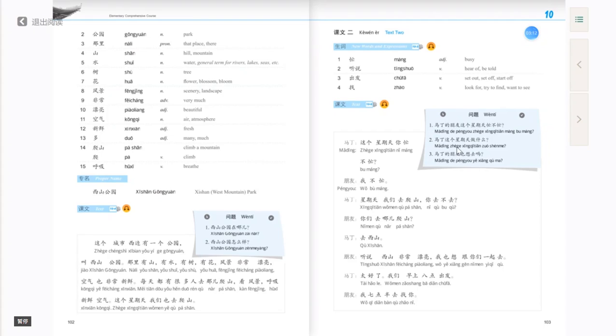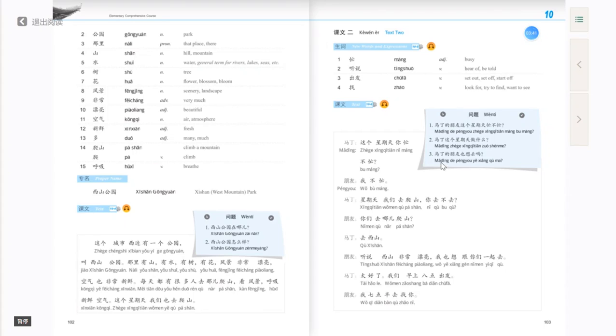And next question. 马丁这个星期天做什么? So what is Martin going to do this Sunday, right? 马丁这个星期天做什么? So how would you answer? The answer will be here. So 马丁这个星期天去爬山. So Martin is planning to go climb a mountain this Sunday, right?